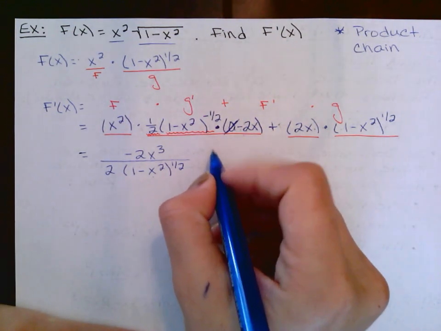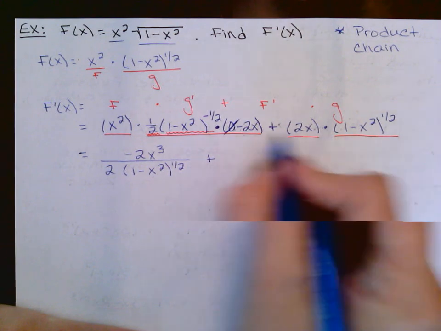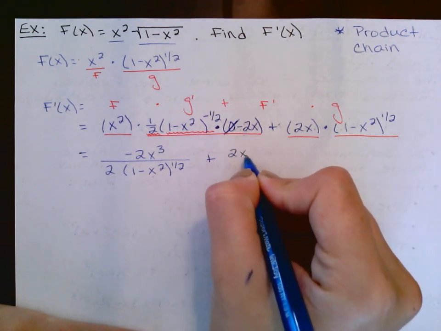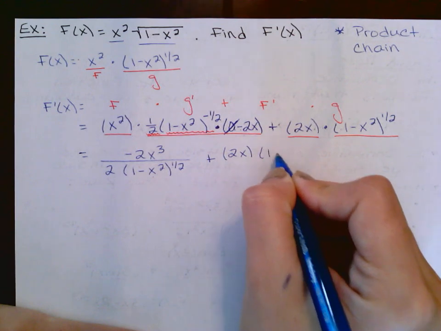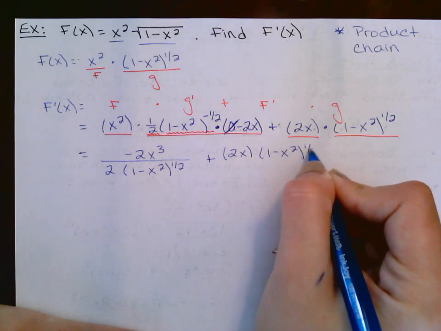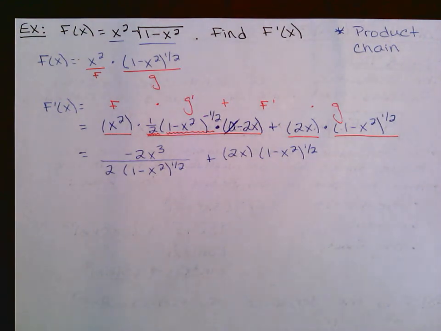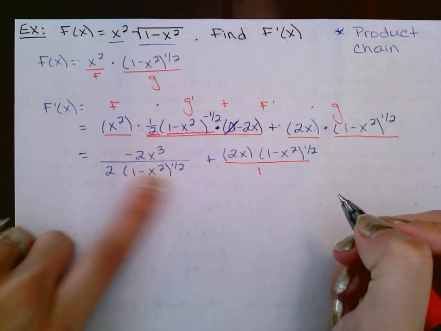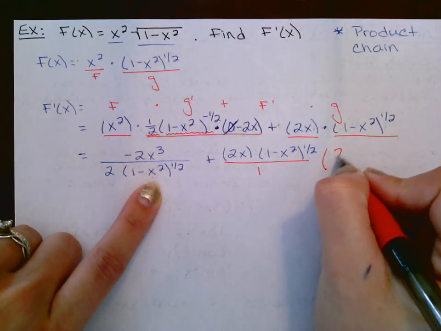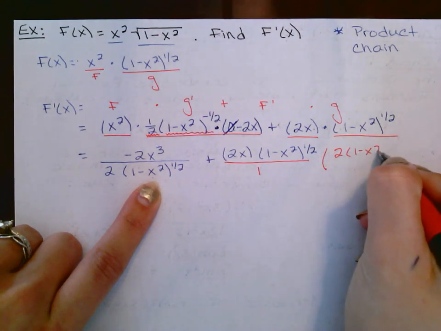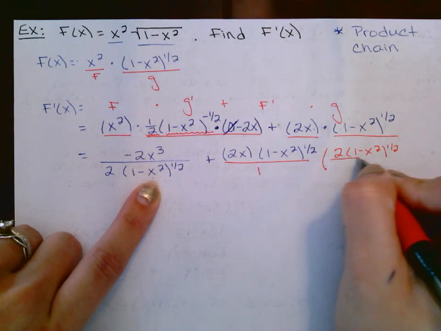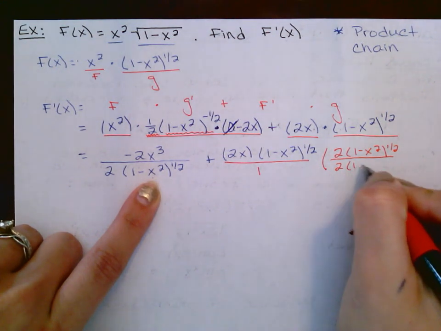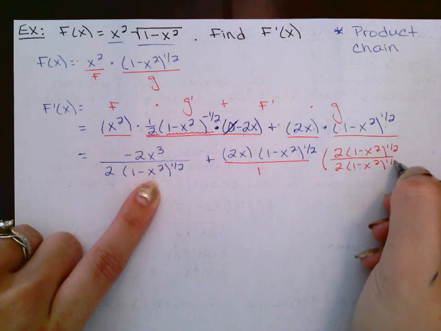Now here I'm going to say plus, I can't really do much with this. I have to say 2x. Okay. Now if I want to be able to combine these two, I'm going to need a common denominator. Okay, so I'm going to pretend like this is over 1. And this denominator I need on this side. So whatever I need is my denominator. I'm going to multiply top and bottom.